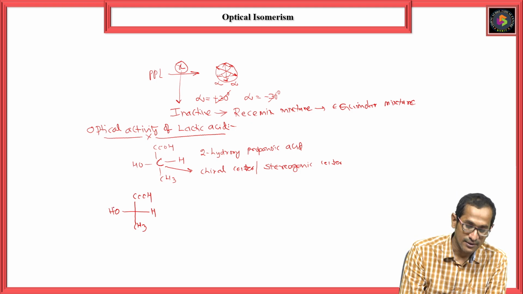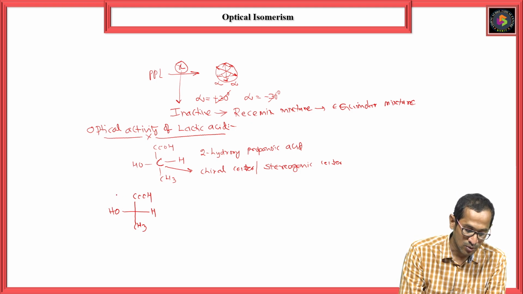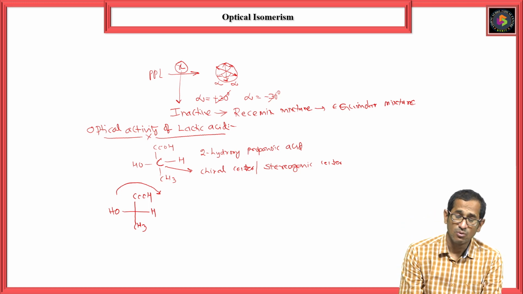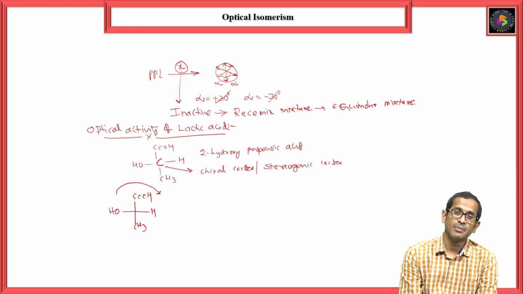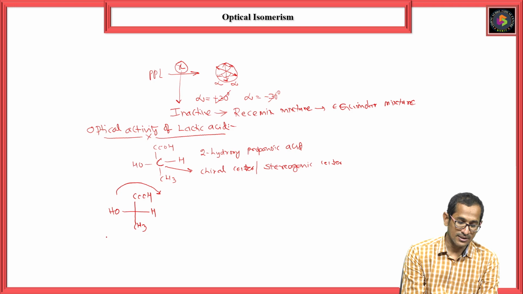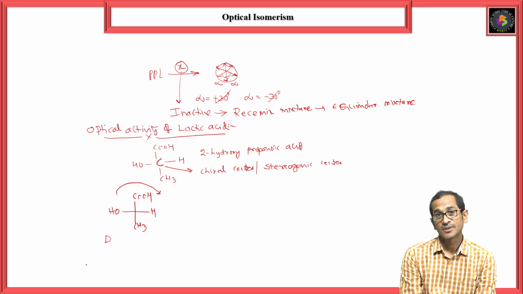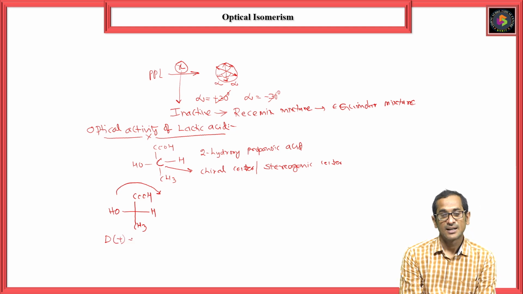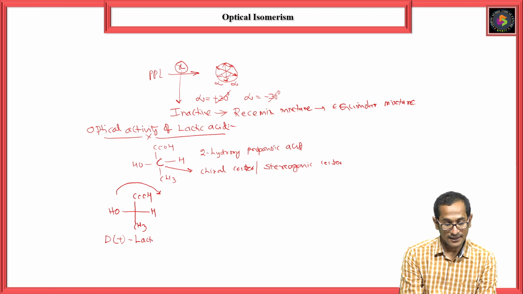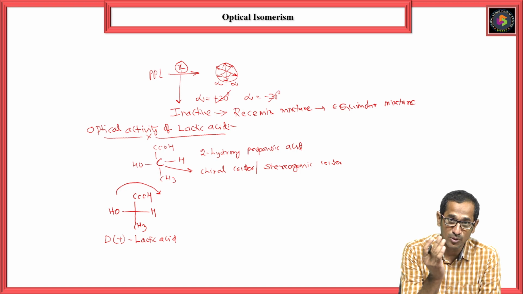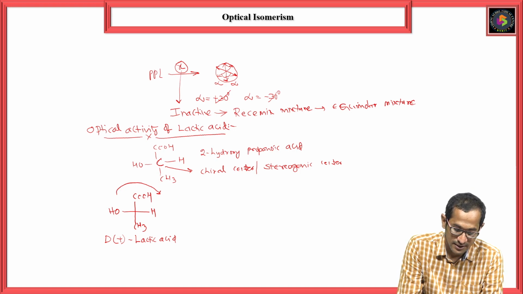Here, with respect to the OH group, the rotation takes place towards the right side or clockwise direction. Once the plane polarized light rotates towards the right side, in the clockwise direction, that is called dextrorotatory. Dextrorotatory is indicated with the positive sign, D, and the name of the compound is lactic acid. This is one possibility if a compound rotates the plane polarized light towards the right.